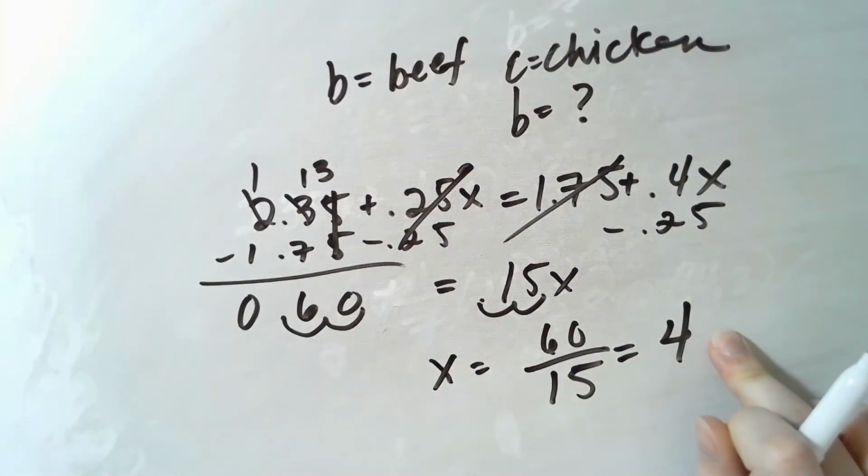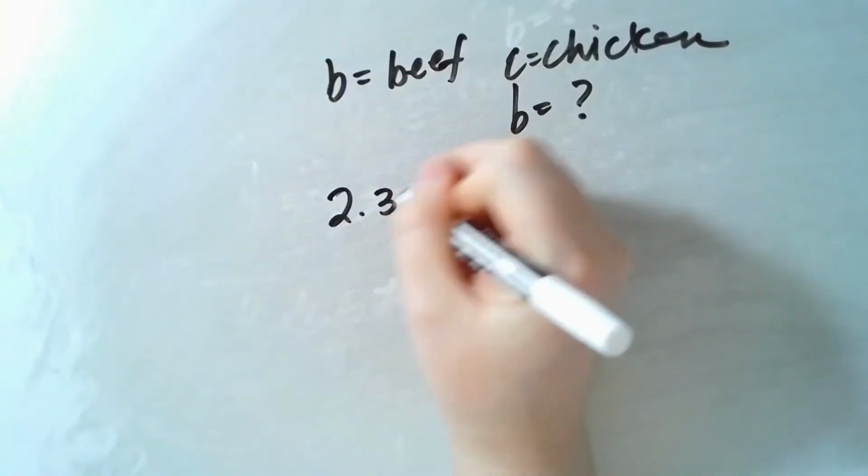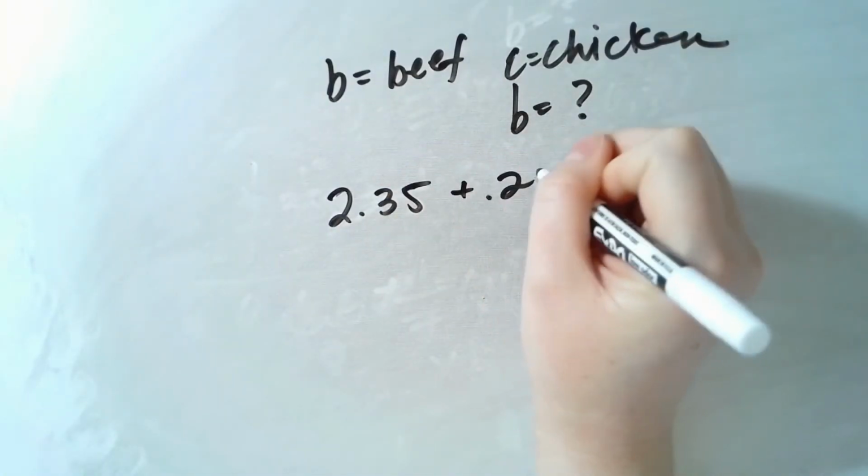Plug that 4 back into the equation. We just get 25 times 4.